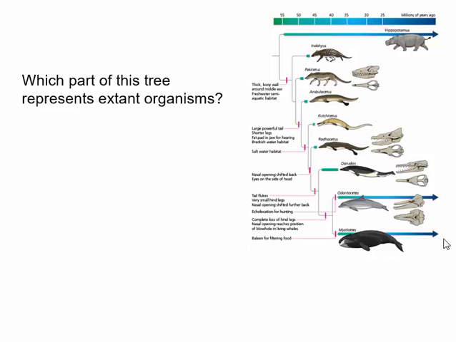All right, yeah, it's the whales and the hippopotamus. I ask this because this is a term that students sometimes get mixed up with extinct. Extinct means they're gone. But extant means they exist today. So these guys are the ones that are extant, the whales and the hippopotamus here.